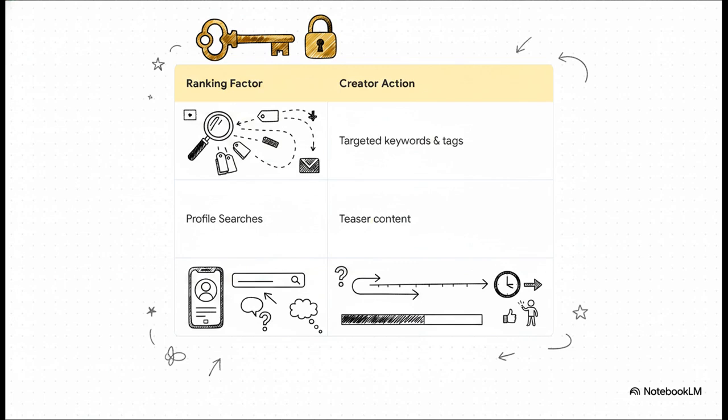First up is relevance. The algorithm needs to know exactly who to show your video to, right? You signal this by using targeted keywords and super specific niche hashtags. Next, we have profile searches. The system absolutely loves it when a video prompts someone to search for your page. You can drive this by creating curiosity-inducing teaser content. And third, watch time. This is absolutely crucial. You literally must create content that retains viewers all the way to the very end of the video.